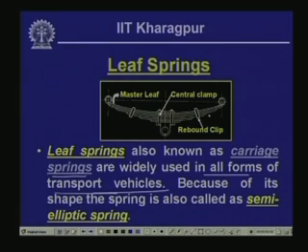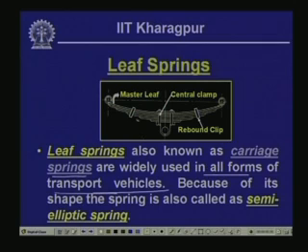You must have seen in vehicles that this form of spring is used. Basically, a number of plates are joined together to form this kind of spring, and it can absorb the vibratory load that gets transmitted from the vehicles. In this type of spring, the top plate we call the master leaf. These plates are called leaves, and that is why the name leaf spring. They are in a semi elliptic shape, and that is why this kind of spring is also designated as a semi elliptic spring.